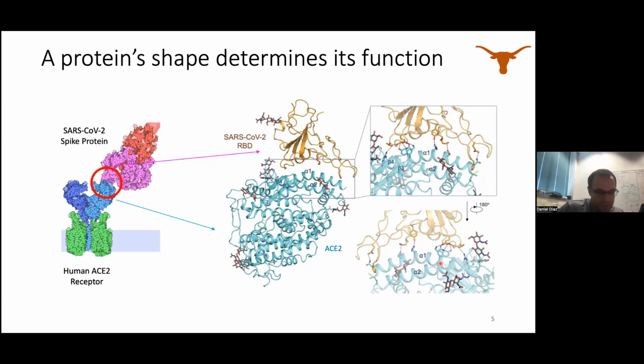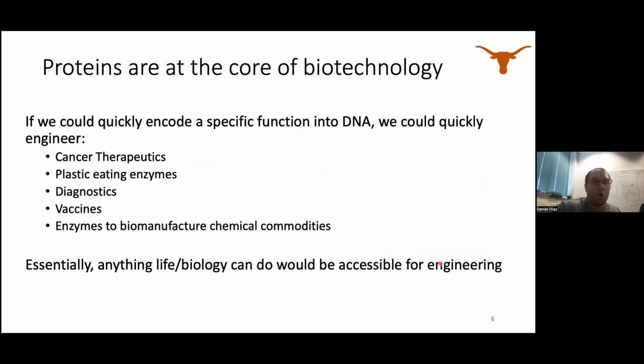So essentially, proteins are at the core of biotechnology, and the ability to encode specific functions into DNA is what biotechnology is all about. As we keep doing research and learning how to encode a desired function into a DNA sequence, we will enable more cancer therapeutics, plastic-eating enzymes, and so many applications, including vaccines and biomanufacturing for chemical commodities. The way I like to see it is, as we learn to encode information into DNA, everything that biology can do will become engineerable.